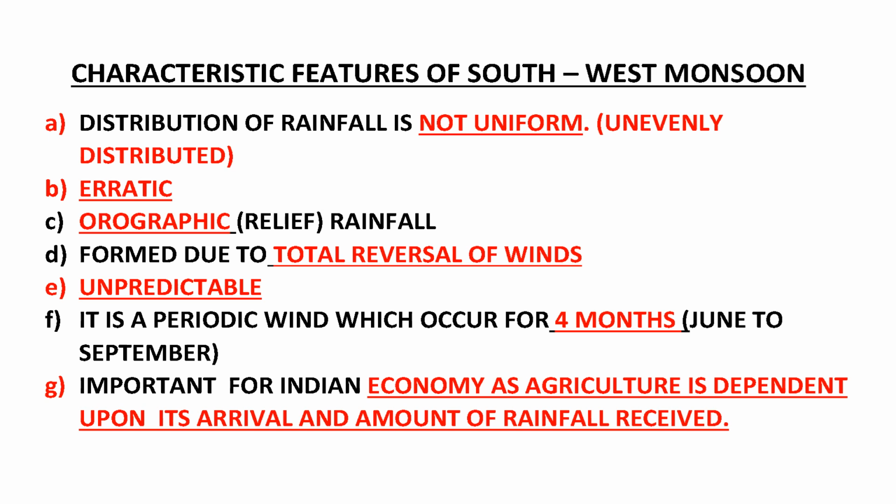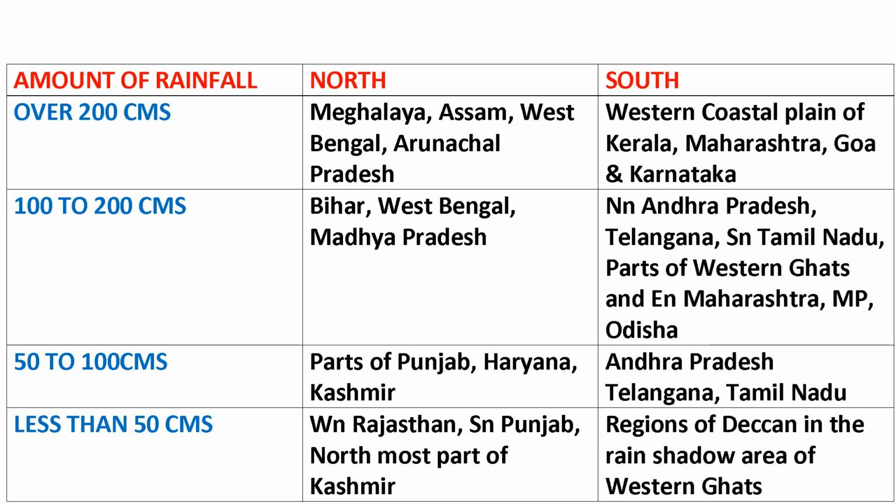Now we come to the amount of rainfall received in the entire country. So here I made a table, and the first one is north, that is, north of the Tropic of Cancer. The areas receiving more than 200 centimeters of rainfall are the southern slopes of the eastern Himalayas, the Garo, Khasi, Jaintia, Lushai Hills, commonly known as Assam Hills, and the states are Meghalaya, Assam, West Bengal, Arunachal Pradesh. In your book, Bangladesh is given, but that is not a state of India. That has to be cancelled.